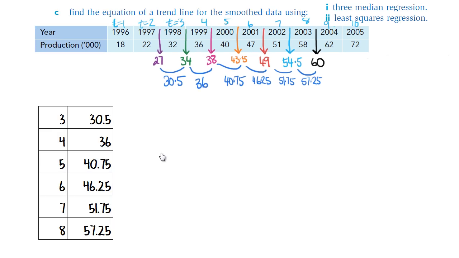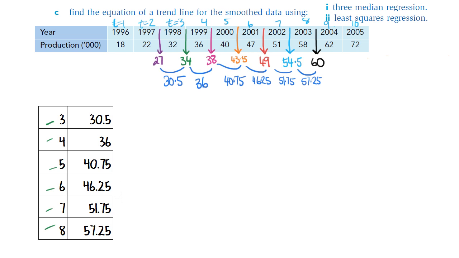So this is what my table of data looks like. Up here we had t equals 1, t equals 2, 3, 4, 5 and so on. So at t equals 3 I had the point 30.5, at t equals 4 I had 36 and so on. So I've just transposed that into this table down here. Now I'm going to do 3-median regression on this table. What's the first step in 3-median regression? It's splitting it into 3 groups. So I need to find out how many points I have. Well, there's 1, 2, 3, 4, 5, 6.